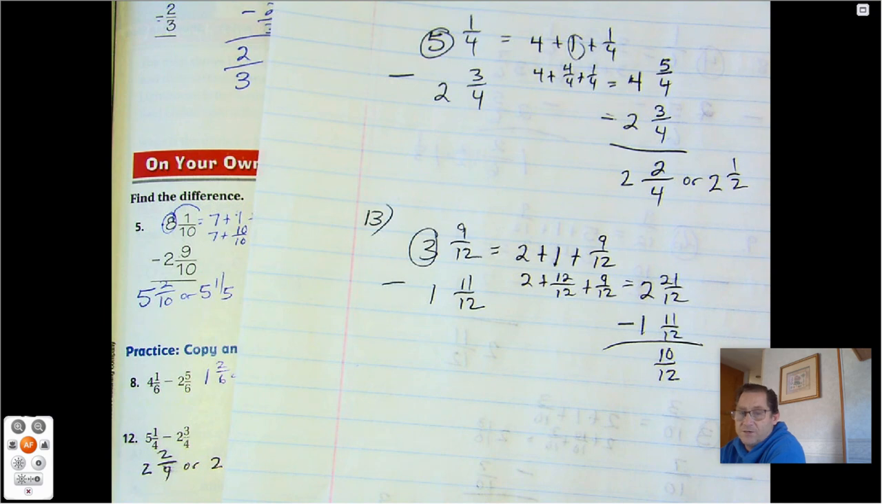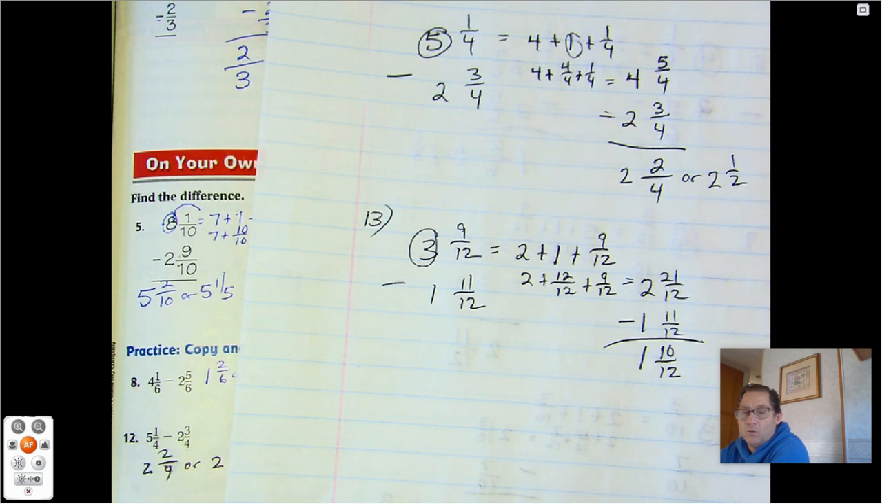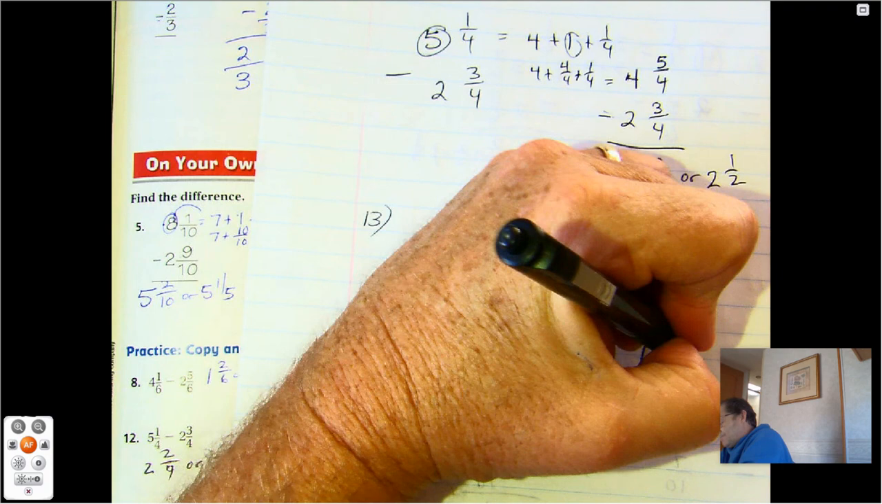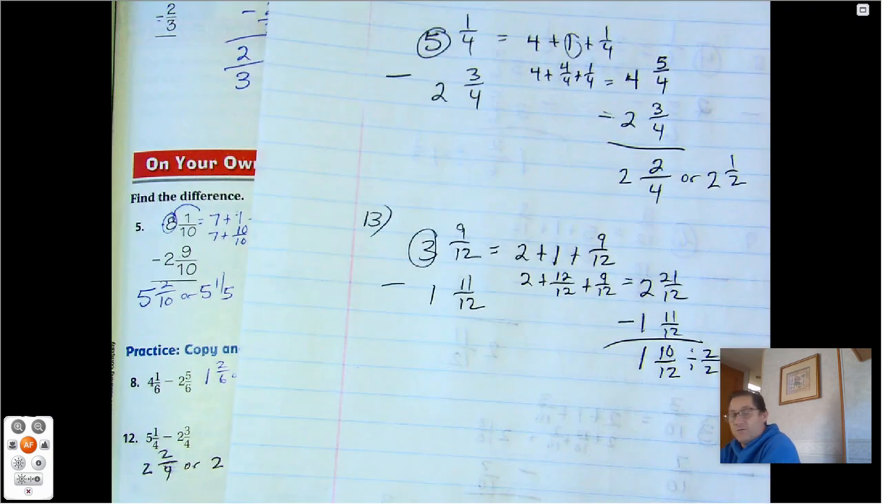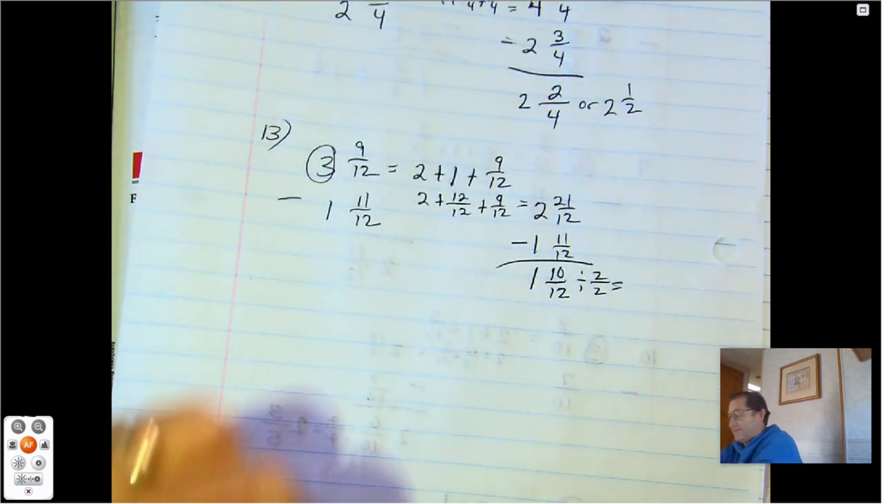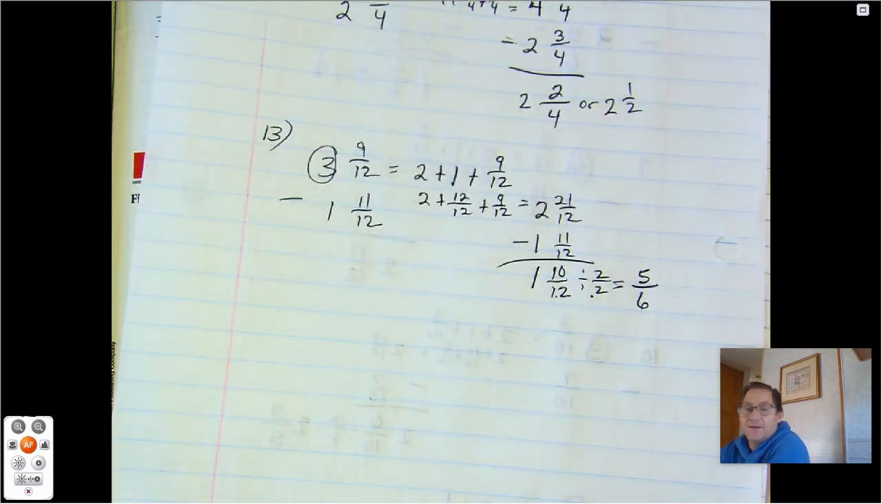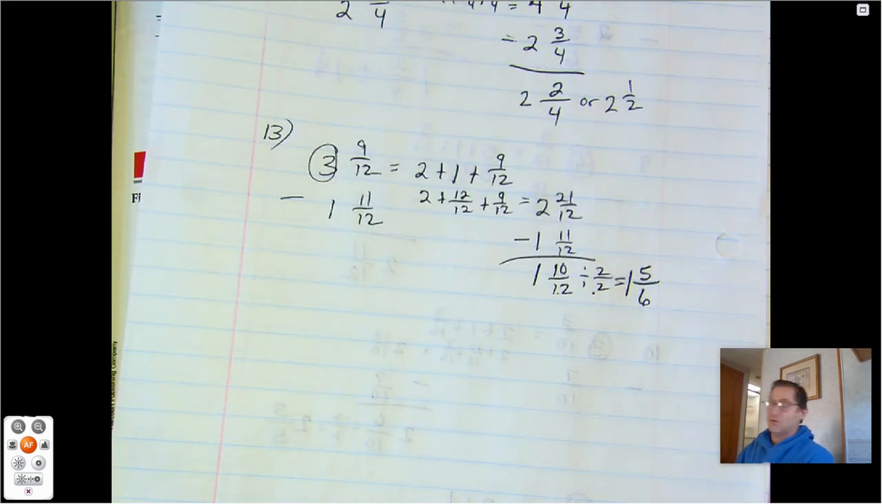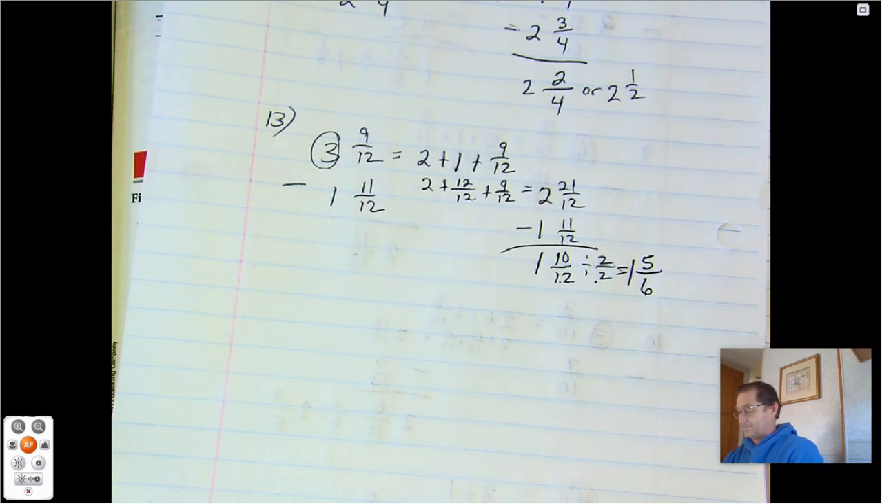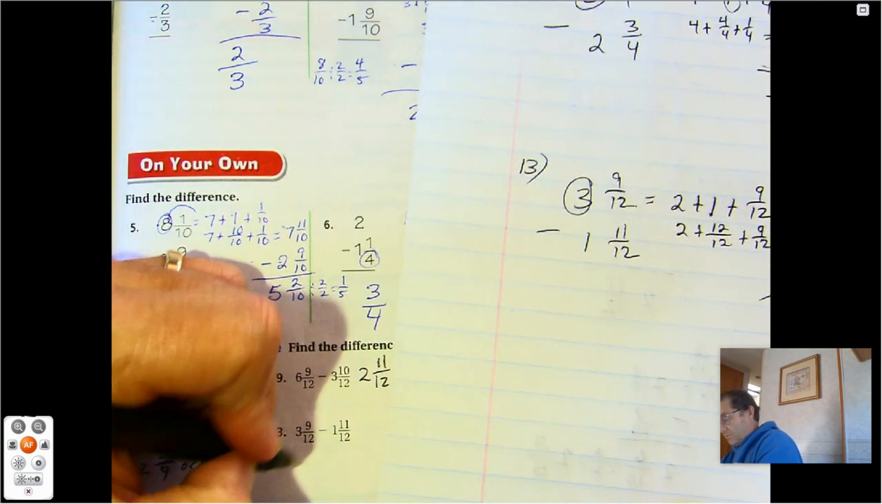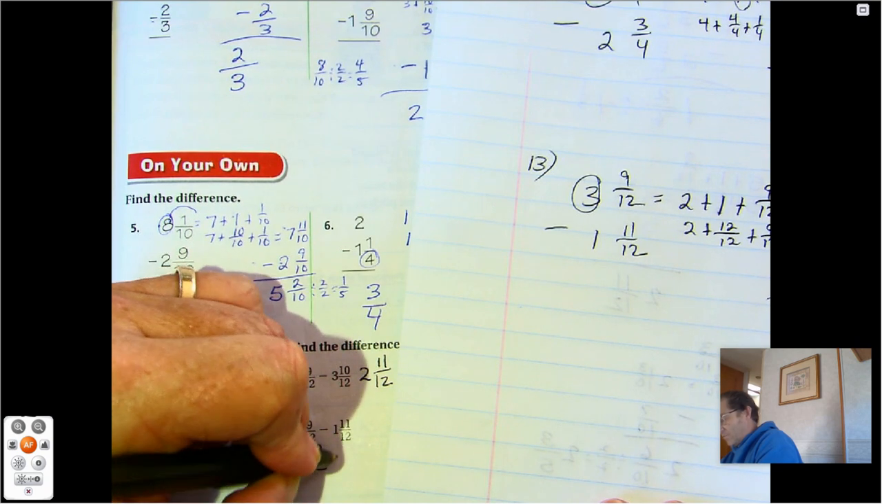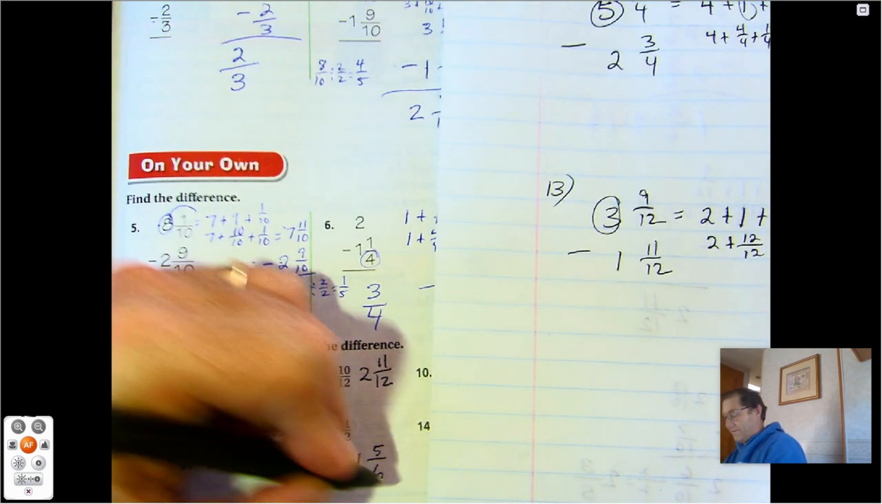1 take away 1 is 0. 2 take away 1 is 1. And 2 take away 1 is 1 whole. I do notice that 10 and 12 are both even. So it's not in simplest form. 10 divided by 2 is 5. 12 divided by 2 is 6. 5 is a prime number. It is not a factor of 6. So 1 and 5/6. So we could say 1 and 10/12, or 1 and 5/6.